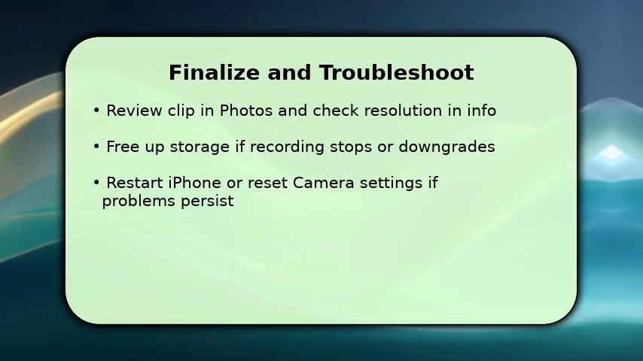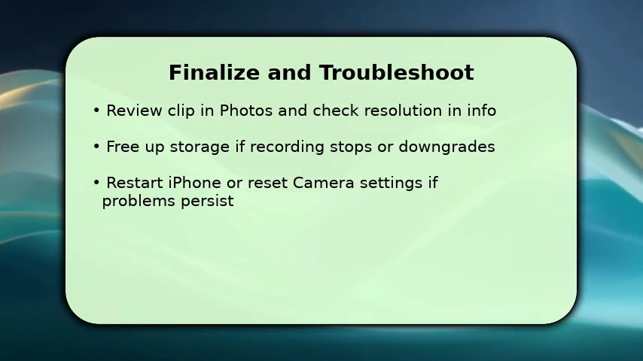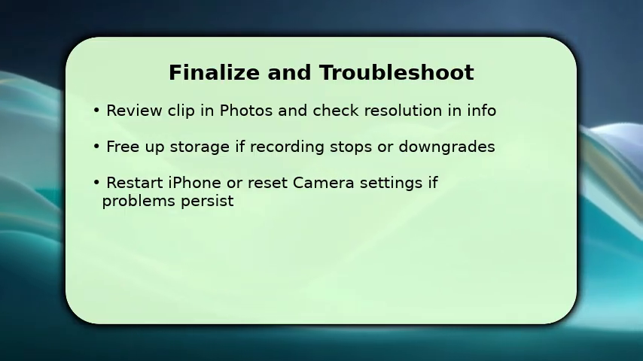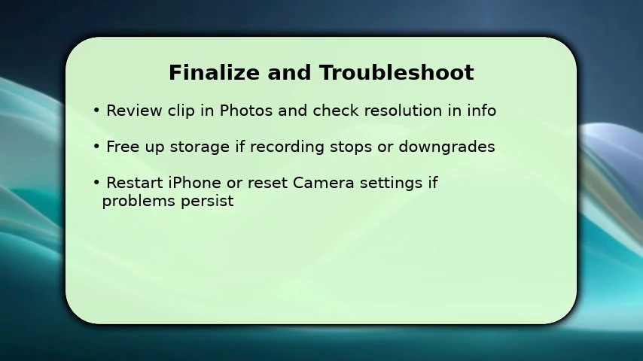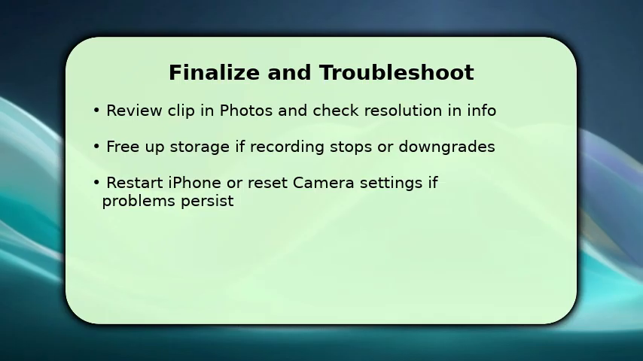If the phone falls back to lower quality, free up storage or disable low power mode because both force downgrades. If settings don't stick, restart your iPhone and recheck camera settings. As a last resort, reset all settings to restore default camera controls.